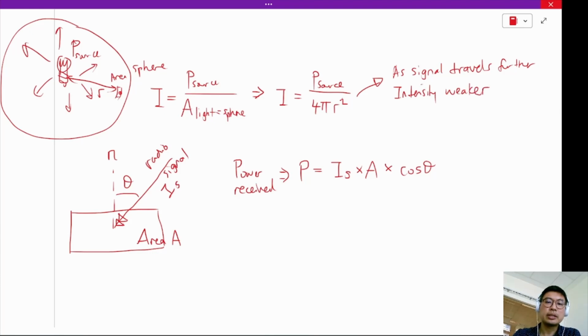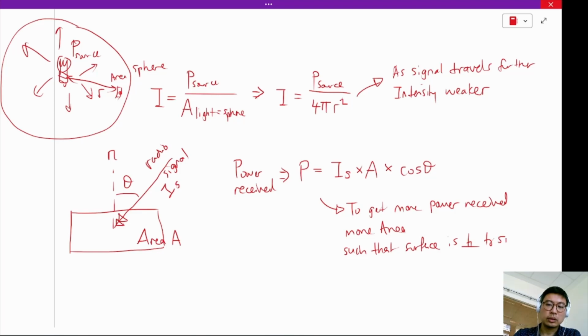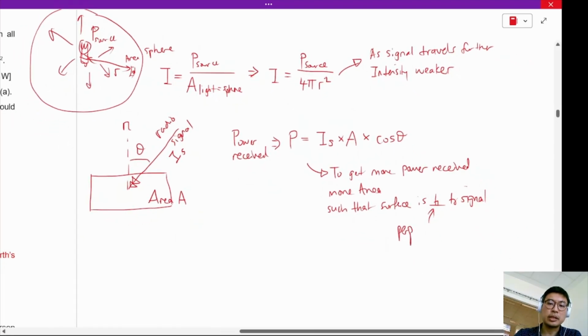Now, what about on the other side, the receiver? How do you get a good power received? To get more power received, you need more area, or you need to angle it such that it's perpendicular to the signal. What I've drawn over here is perpendicular. Some of you may not be able to see, so I'll just raise it up again.